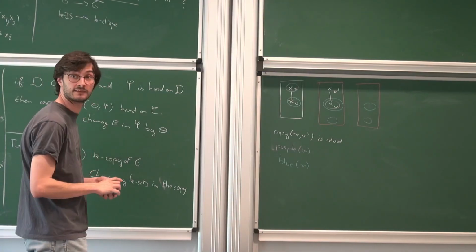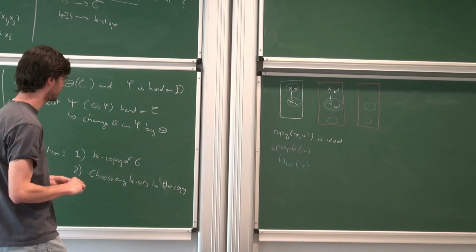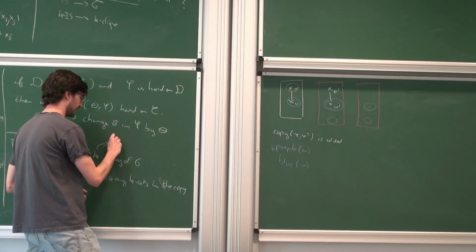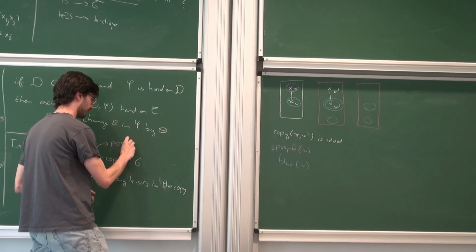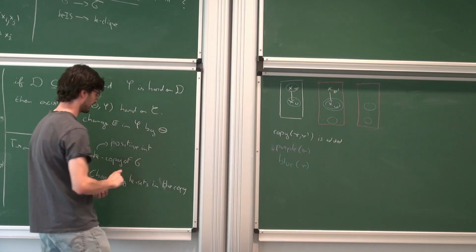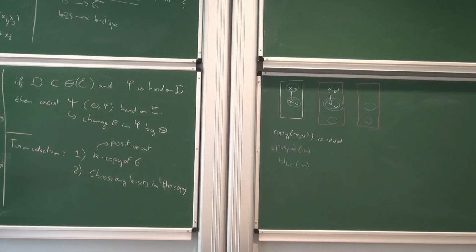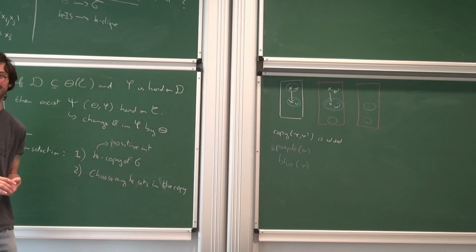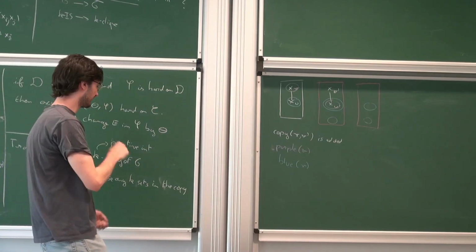By K set, you mean set of cardinality K? Or? It's a finite, it's a positive integer. No, but what is a K set? K set. Choose any K different sets, sorry, in the copies.